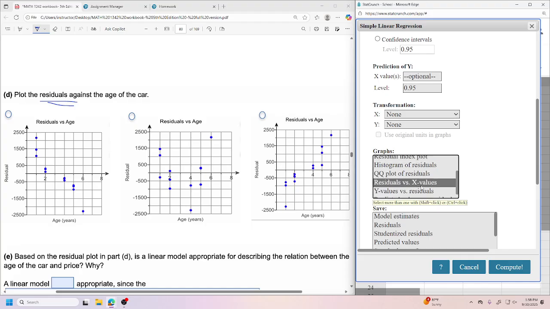But if I scroll down, you see residual versus x values. That's it. Write that down. That is the thing right here. You're going to literally use it like 30 times on the homework. So residuals versus x values. That's what you're using on the homework. Everything else is the same, but that's the one you have to click.